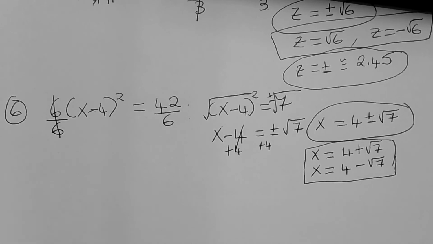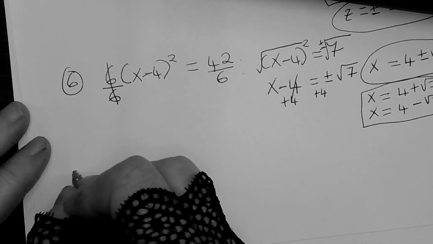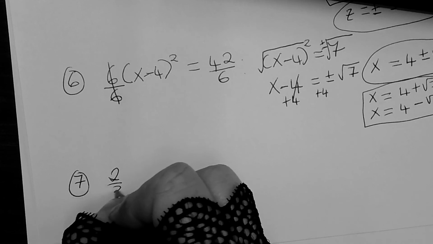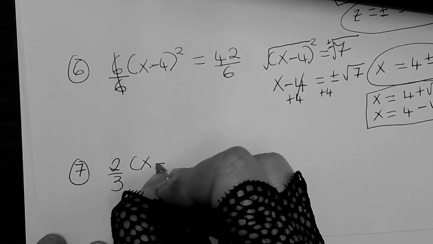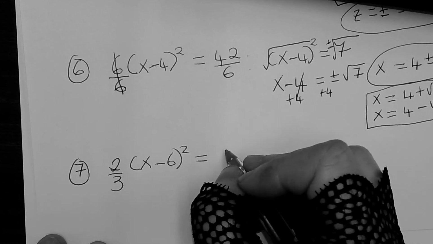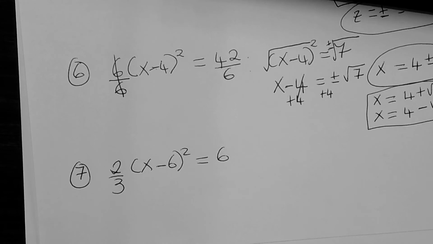All right, let's try one. I'm just going to make one up with a fraction. So say I had something like this: (2/3)(x − 6)² = 6. Okay, I'm completely making this up.